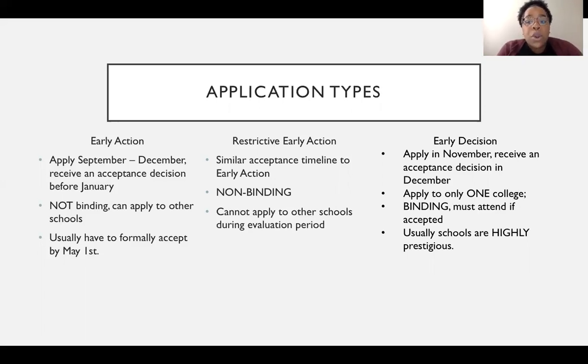And then lastly is early decision. So you apply in November, and then you receive your admissions decision in December. With early decision, you can only apply to one college. It is binding. So if you get accepted to the institution, you must attend. This is common with really highly prestigious institutions, those very selective schools like Princeton, Harvard, Yale, and other institutions as well. If you are planning on doing an early decision, you really have to know that you really like that school and that's where you want to attend, because if you get in, you're going to have to go.